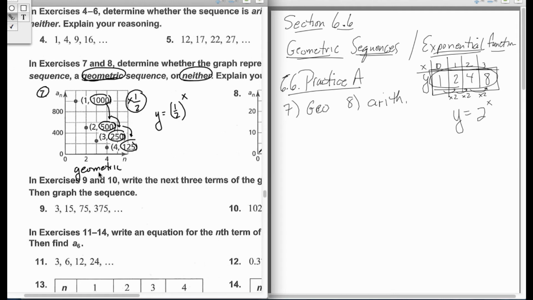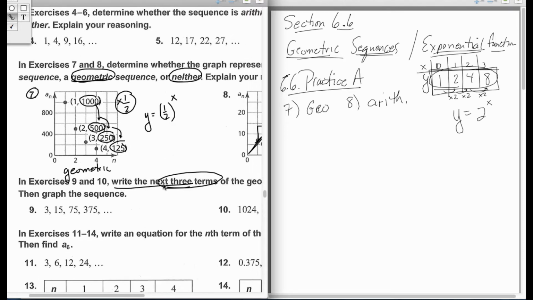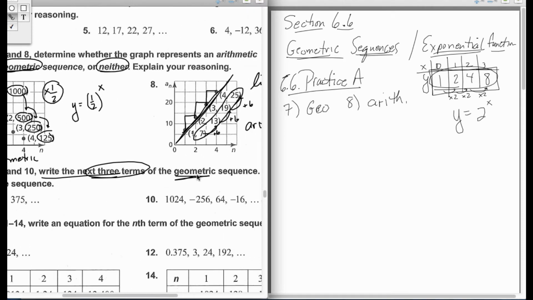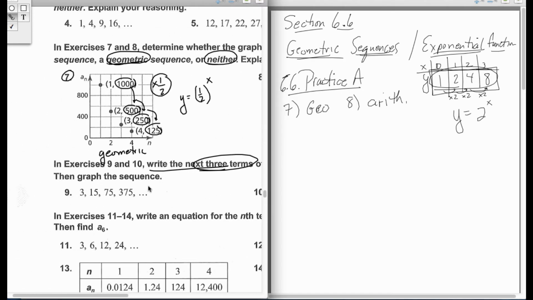Okay. In number 9 and 10 it says write the next 3 terms. So we have to recognize what the pattern is. We are told that they're geometric sequences. We just have to recognize the pattern. So let's look here. We need to figure out what are we doing to go from 3 to 15, and then from 15 to 75, and 75 to 375. Hopefully you notice that you are multiplying by 5.